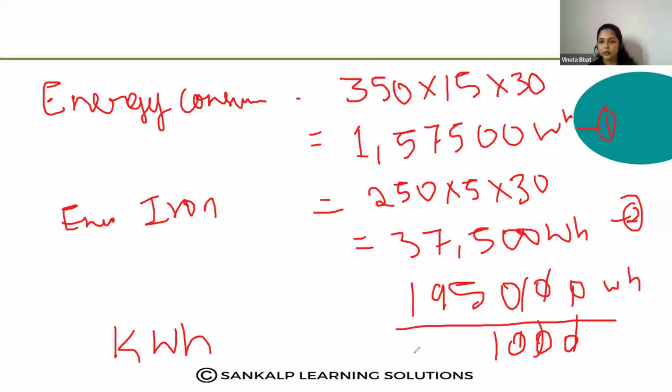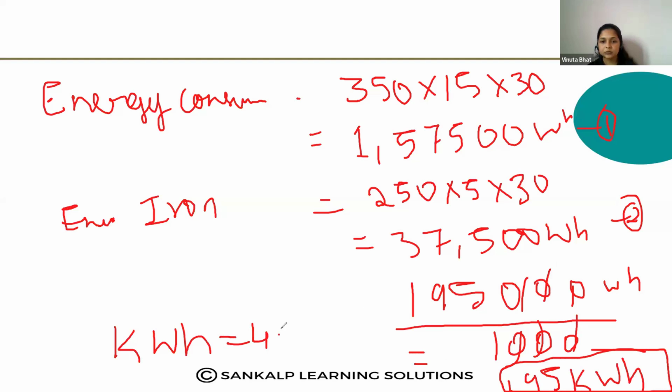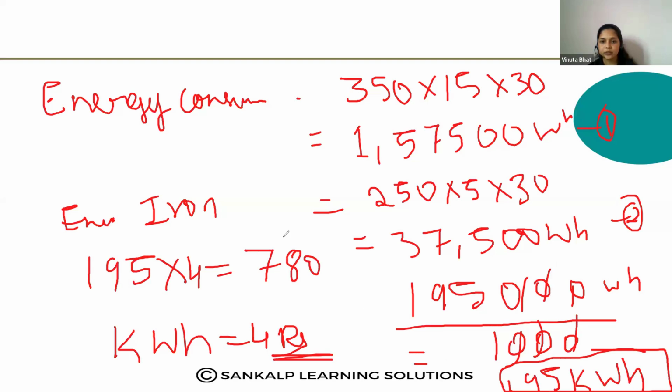So we get 195 kilowatt hour. You know the value of 1 kilowatt hour is 4 rupees. Then 195 into 4 is 780 rupees. That is the cost of using these two appliances: 780 rupees. Please note this question.